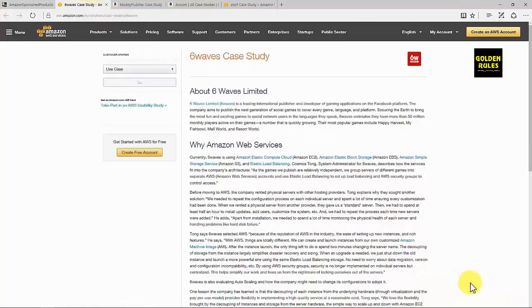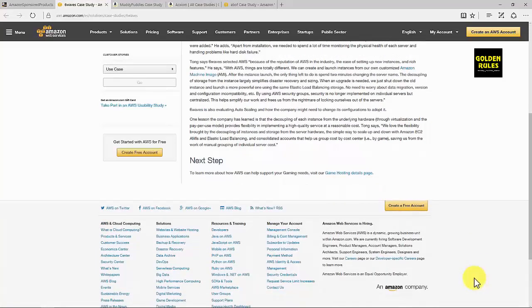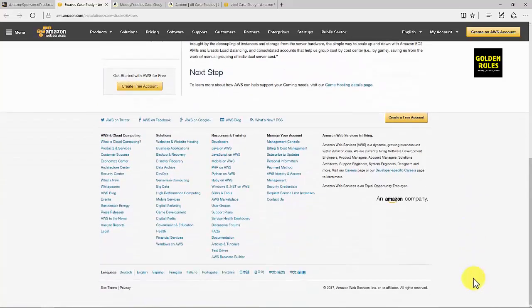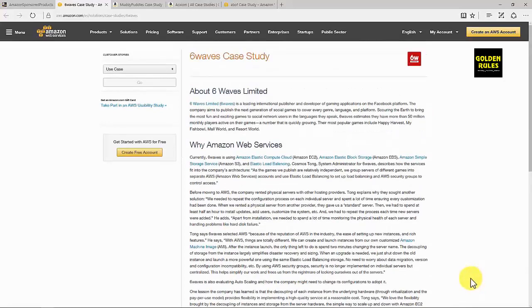6waves. 6waves is an internationally recognized brand in the social gaming sphere. It is mainly a developer and publisher known in the Facebook platform. 6waves wanted to change the way they were managing their services. They were once limited to physical servers, which brought in a lot of constraints to the way they operated. 6waves migrated to Amazon Web Services to take advantage of the technology that the services built its reputation upon, mainly elastic load balancing and security groups to control access.